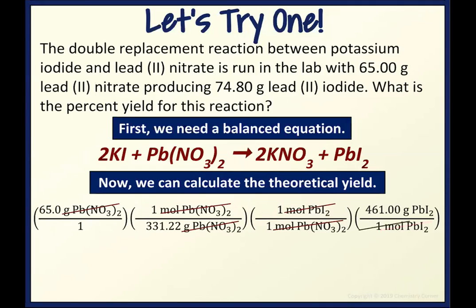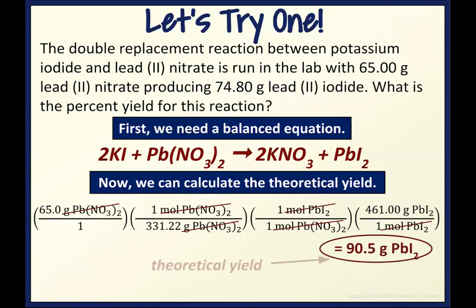This is a stoichiometry problem like we have been doing. Oh no, 461 comes from the periodic table. We get 90.5 grams of lead iodide. That's the theoretical value. That's how much we should have gotten. But how much did we get in the experiment? You got to find that from the problem. Look up in the problem. How much did we get? We got 74.8.